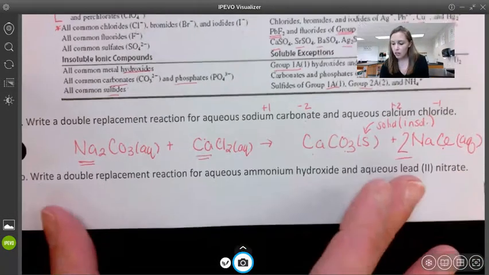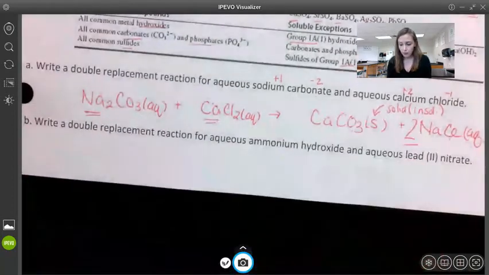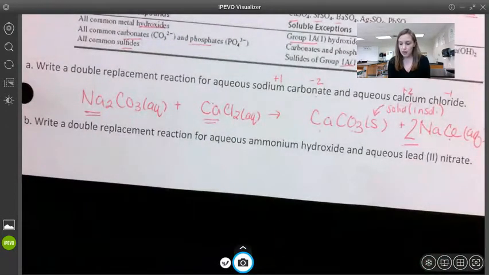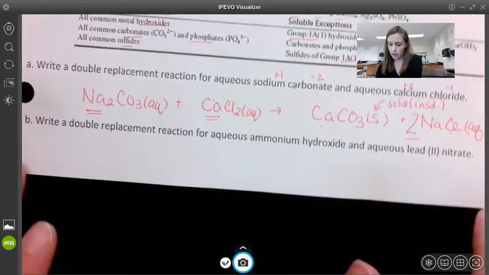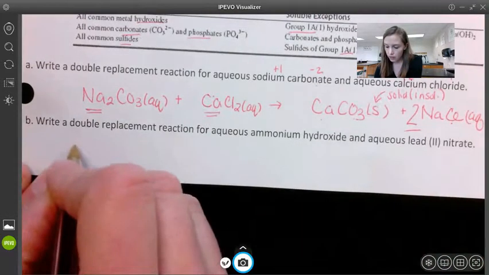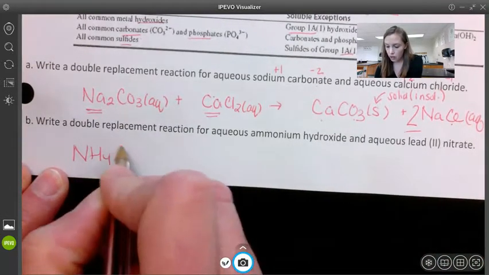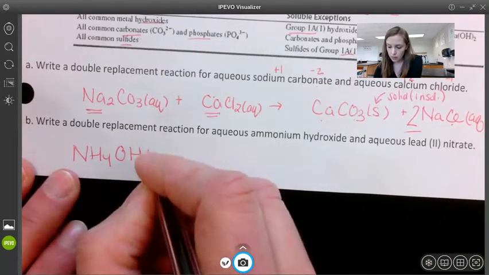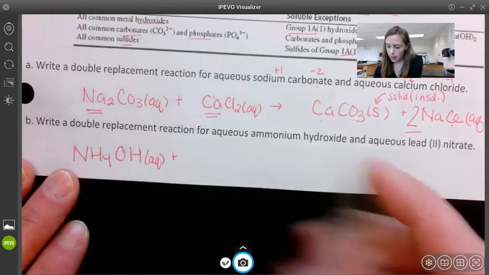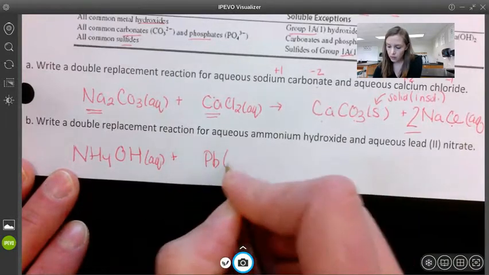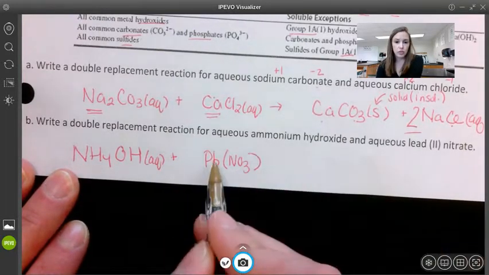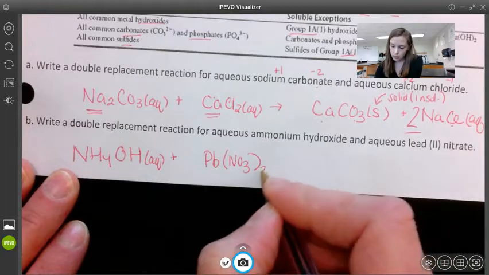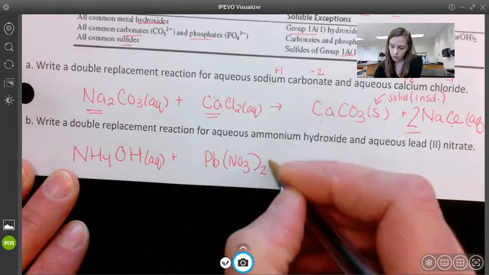Okay. Then we're going to write a double replacement reaction for aqueous ammonium hydroxide and aqueous lead-2 nitrate. So I'm going to start with my two reactants. So I have NH4OH. NH4 is +1, OH is -1. This is going to be aqueous. Plus then I have lead-2 nitrate. Okay, lead is +2, nitrate is -1, so this has to be a 2 to balance out the charges.